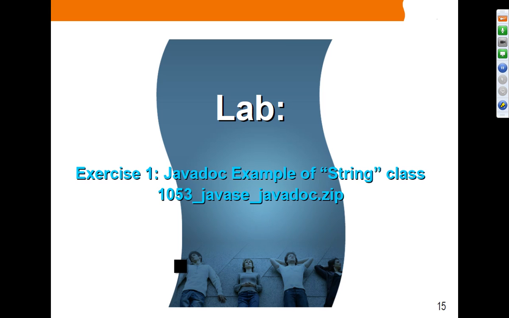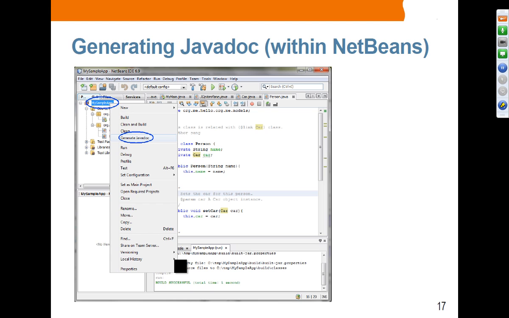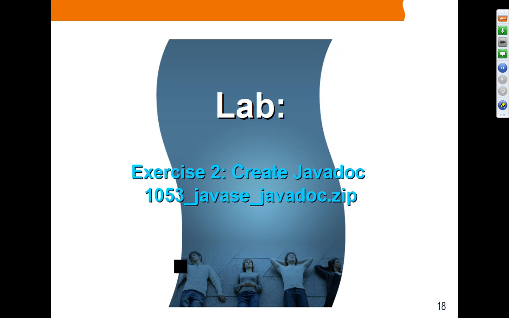All right, so let's try exercise 1. Exercise 1 is basically, I'm going to finish up the presentation and then explain the hands-on lab, and then I'll give you maybe 10 minutes altogether. So let's move on. Now, the next one is generation of Javadoc from your own Java application. All you have to do is, within NetBeans, right-click it, and then select Generate Javadoc, assuming that you have added all these tags to your code. That's exercise 2.